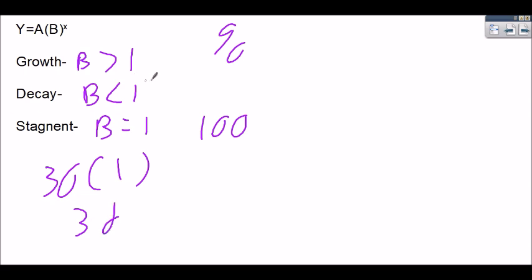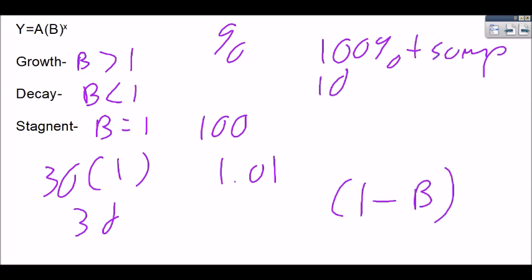But if we wanted our class to grow in size, and let's say we wanted it to grow by 1%, it would be 1.01 for growth. So growth is 100% plus some. Decay is we have 100% minus some.